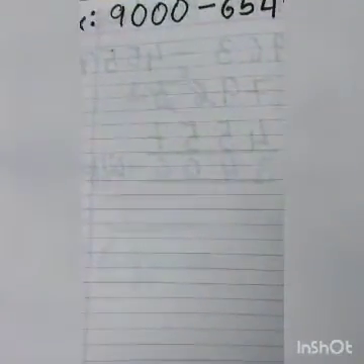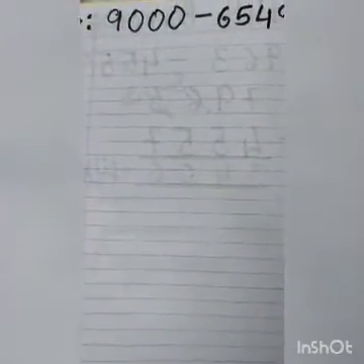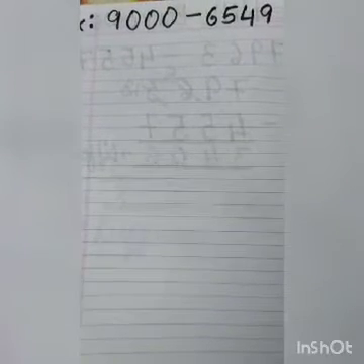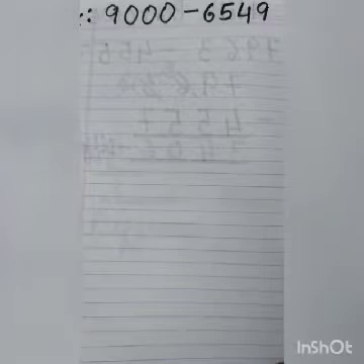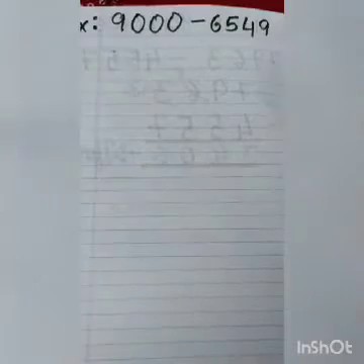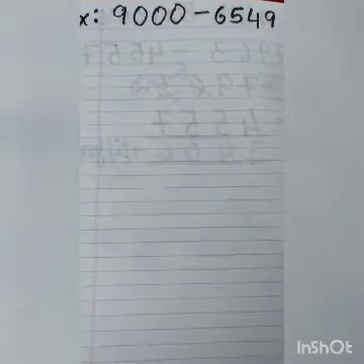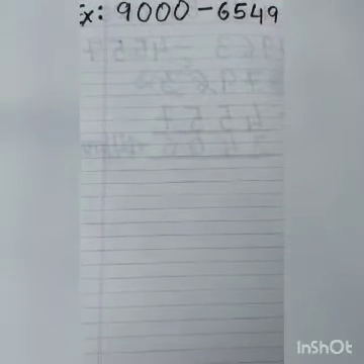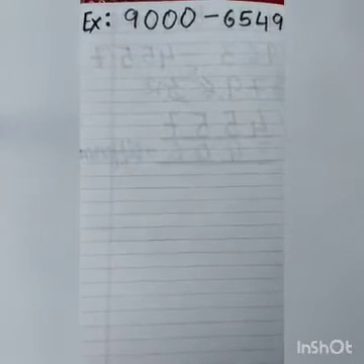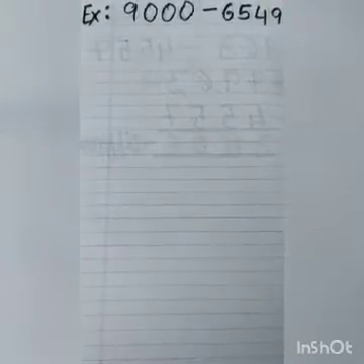Now we will move ahead with the other concept that has all the numbers as zeros. All the numbers are 0 except the number on the left hand side, and we will subtract a number with digits from it. We have here 9000 minus 6549. So first of all, we will arrange it again in column method.